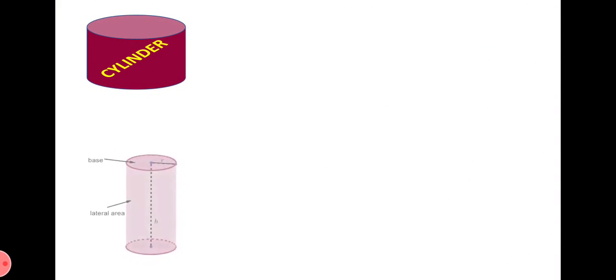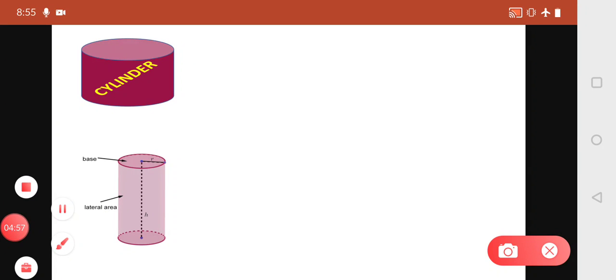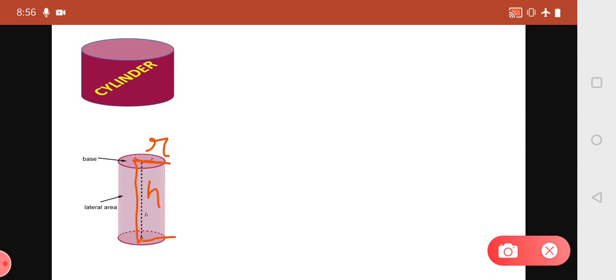Next solid shape is the cylinder. Generally we are counting it as a right circular cylinder. The cylinder is also 3-dimensional. It has a radius regarding the circle, and when we join the centers of the top and bottom circles, we get the height. This is the height and this is the radius. This is R and this is H. The other circle also has the radius R.